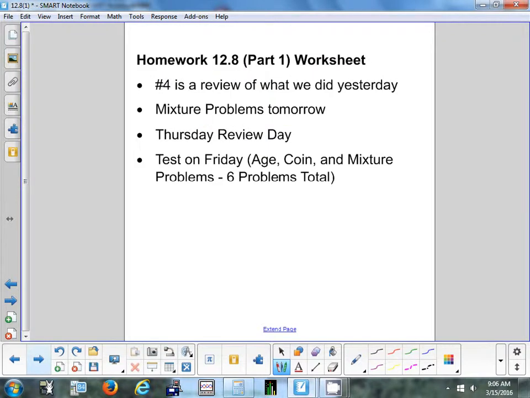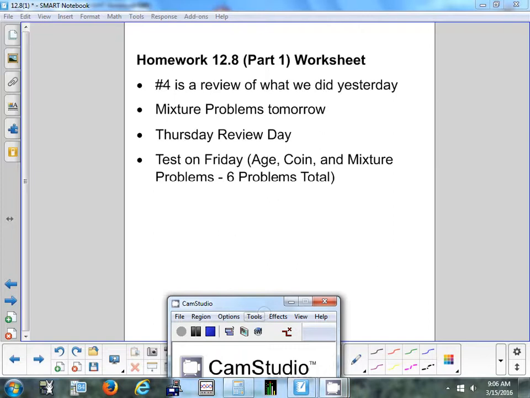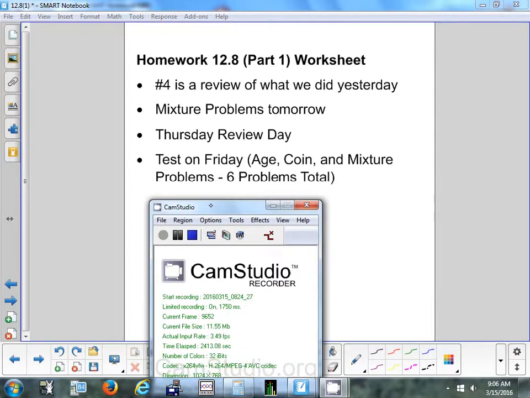All right, so your homework will be a worksheet. Okay, on the worksheet, we put a review problem from yesterday just to keep that fresh. Mixture problems tomorrow, review day Thursday, and as we said, test is only 6 questions, but each question has 4 parts. So 2 age, like we did yesterday, 2 coin, like we did today, and then tomorrow we'll do some mixture problems, like maybe number of tickets, amount of something in a mixture, right? There'll be 2 of those on Friday.